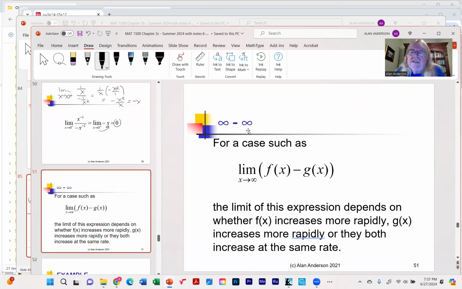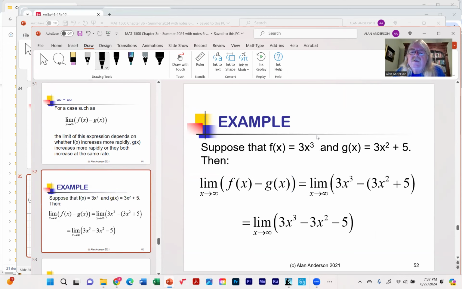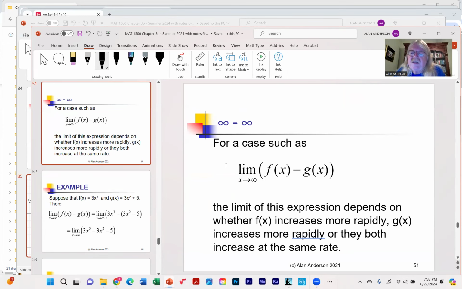Ooh, now like this one, infinity minus infinity. It's hard to make a general statement about this one. It depends on how fast they're converging to infinity. So in other words, it depends. Like if you have a function like this, as x goes to infinity, the function is also approaching infinity, but very slowly. And then you have something like this.